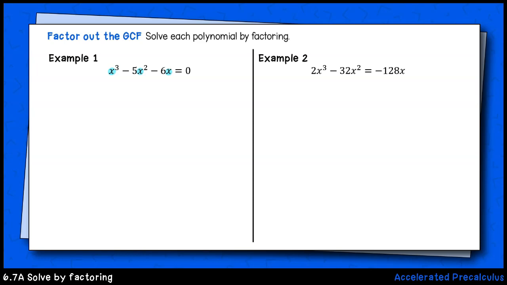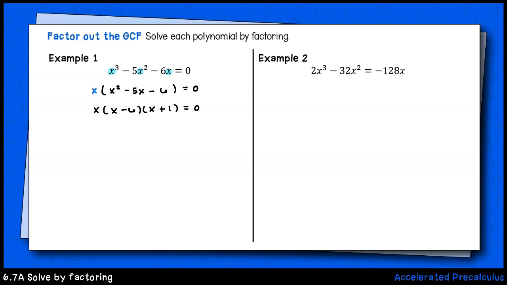Let's start by recognizing that all 3 terms have a common factor of x, that's highlighted in blue. So I'll factor out that x, and I have the polynomial x squared minus 5x minus 6 remaining in parentheses. Let's go ahead and factor this quadratic the same way that we have previously. We'll look for 2 numbers that multiply to give negative 6 and add to give negative 5. That will be negative 6 and positive 1. So in factored form, I have x times (x minus 6) times (x plus 1) equals 0.